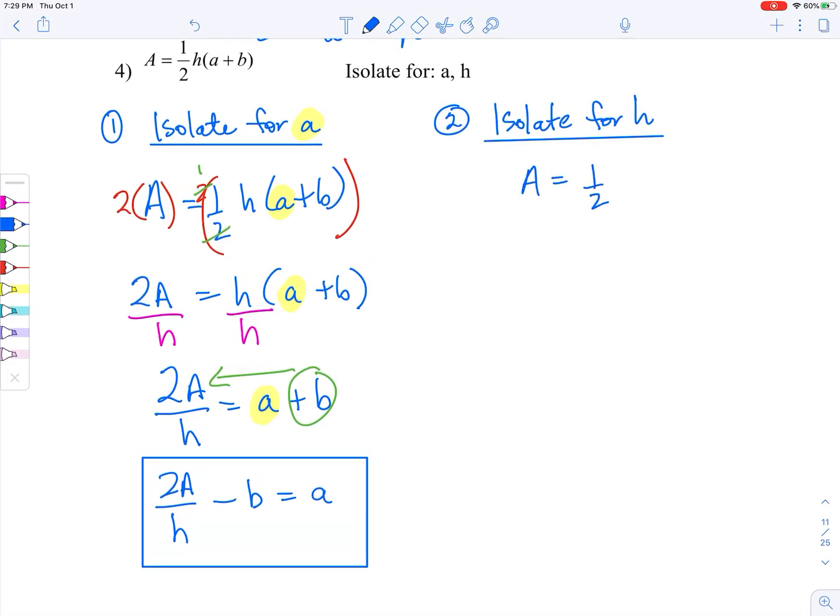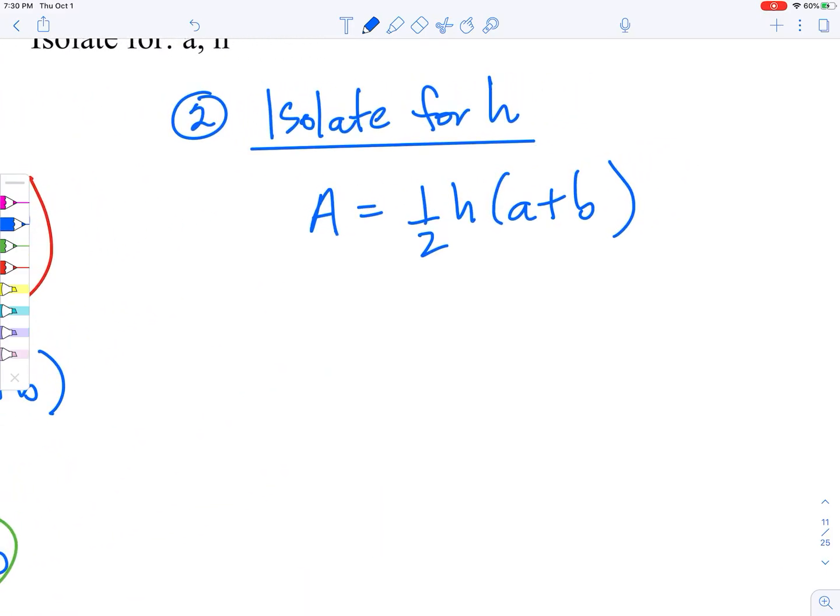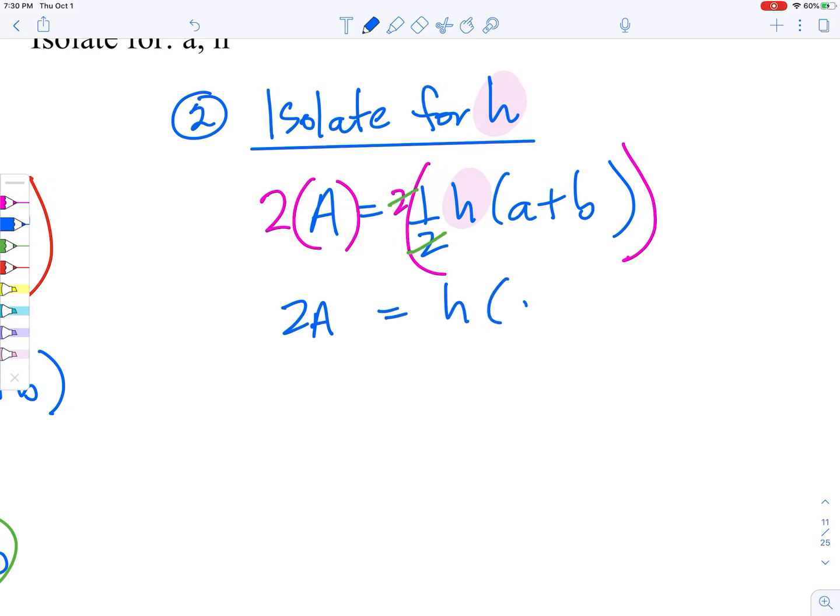For the second one, I'm going to write it out again. A equals 1/2 h, bracket a plus b. Then we'll zoom in here. We want h by itself. But it's still the same fraction issue. So we're going to multiply each of the terms by 2 so that they cancel out, and we get 2A equals h bracket a plus b.